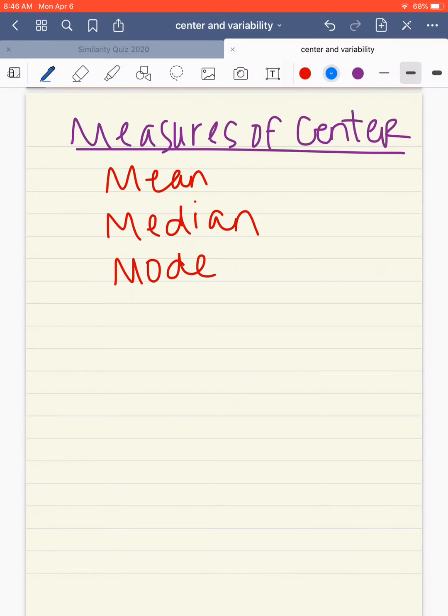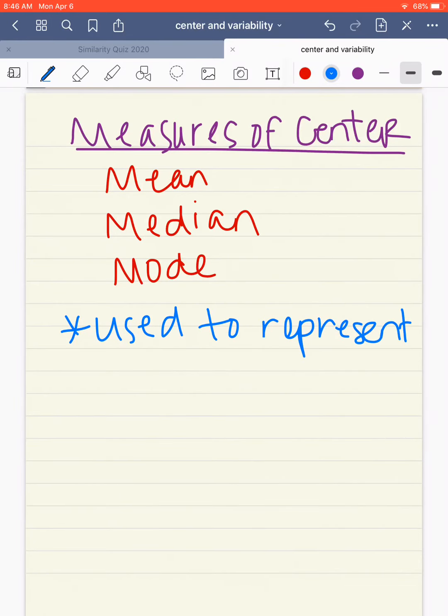Measures of center are used to represent the data as a whole. So, like we use for your grades, we use the mean, the average, to represent your grade as a whole. So it's used to represent the data as a whole. So when you're asked a question that says, which measure of center is the best to use in this scenario? The best measure of center to use is usually the mean.